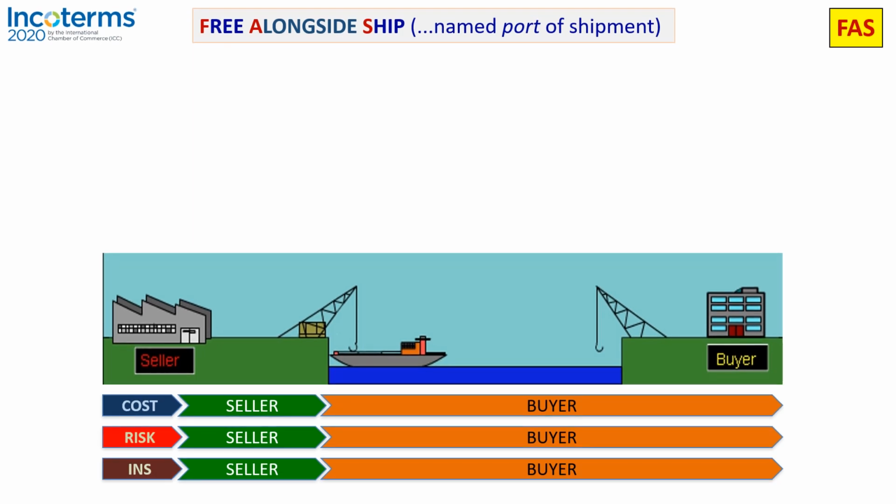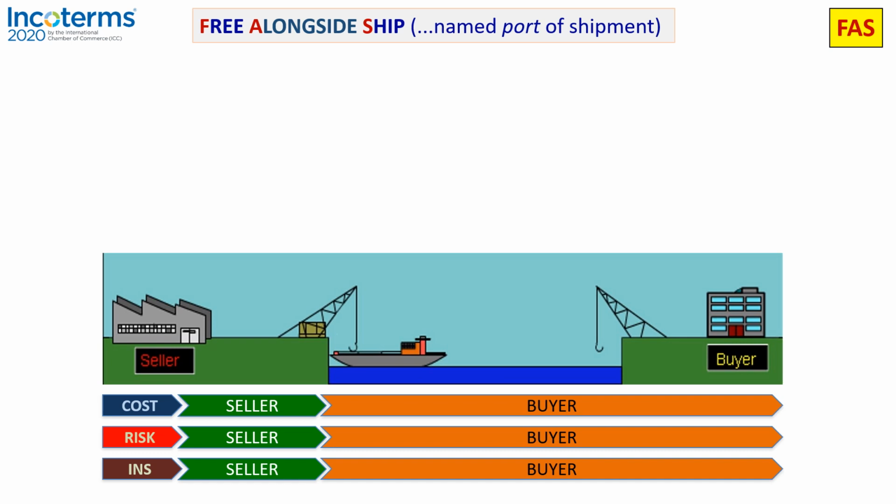So now let us look at the other four terms which we discussed initially when we looked at the bifurcation. You had 7 terms which are applicable for all modes and combinations, and now you have 4 terms which are used only for 100% sea transport or inland waterways. The first one is Free Alongside Ship, where the cost, the risk, and therefore the insurance by the seller is only up to the point of keeping the cargo ready at an agreed port and agreed place. Which means that loading of the cargo is the responsibility of the buyer.